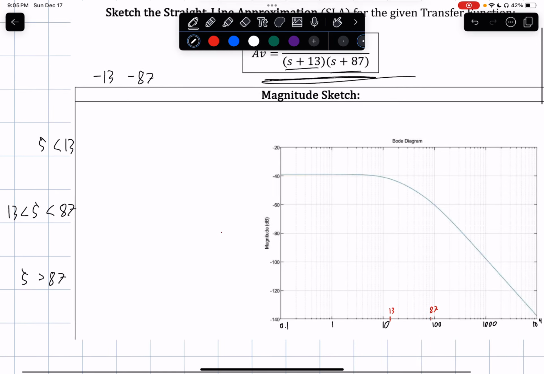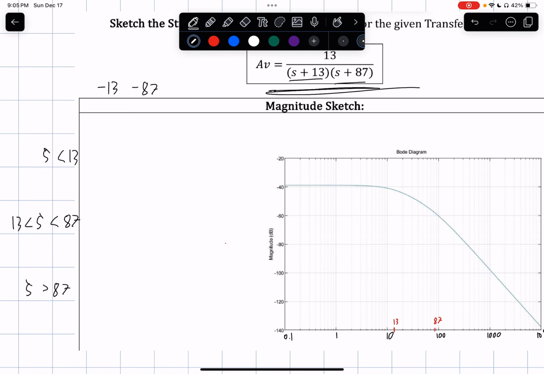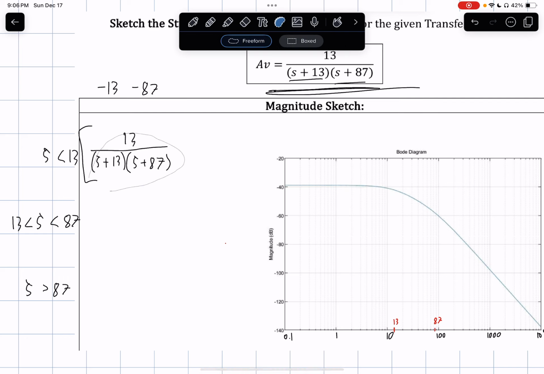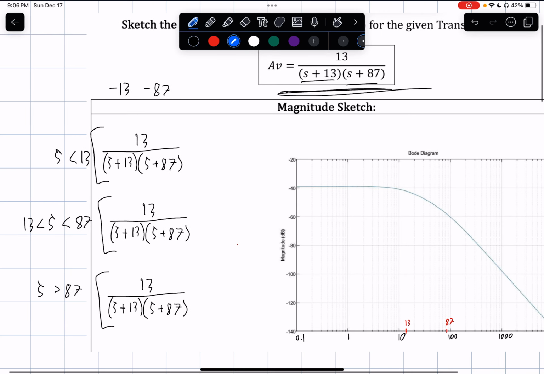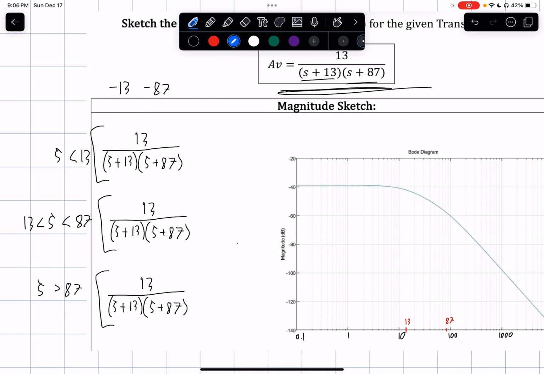All right, so to start with, we're going to just rewrite the transfer function down here. s plus 13, s plus 87. All of that is under 13. Okay, and then for these, I'm just going to copy that down for each of them. There we go. So we'll start with the first interval where s is less than 13.